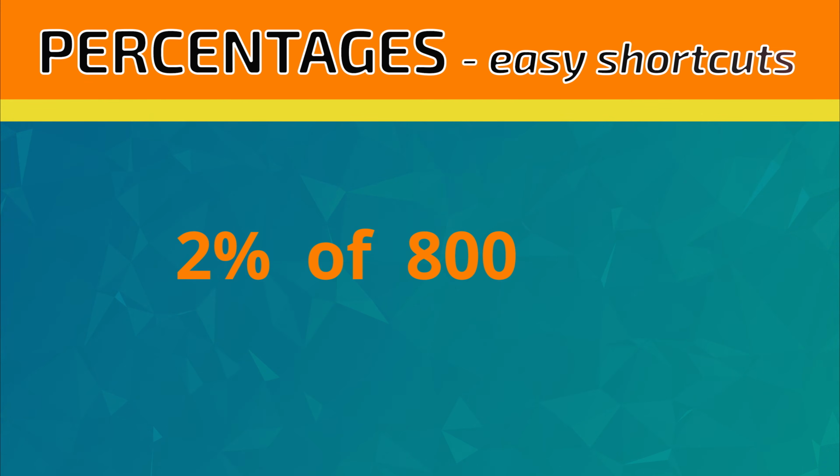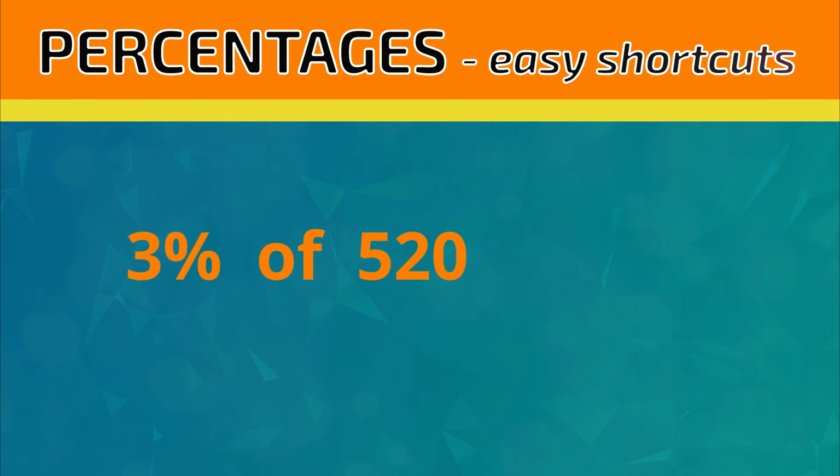Now let's do 2% of 800. Well, 2% is 2 times as much as 1%. So we'll find 1% by dividing by 100 and then multiply it by 2. Here's the decimal point in 800. 1% is to move the decimal point back 2 places. That's 8. Then we multiply 8 by 2. That's 16. So 2% of 800 is 16.